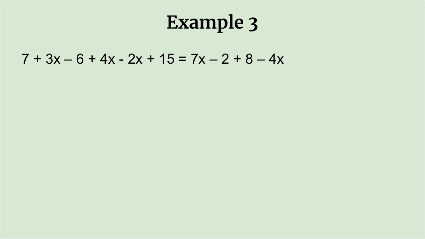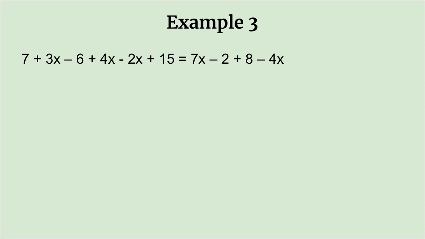So for the last couple examples, we're going to be looking at simplifying by combining like terms and then solving equations like we've been practicing. So combining like terms, remember that means that terms are separated by plus and minuses. So each of these underlines, a 7, 3x, 6, 4x, 2x, and 15, those are all terms separated by a plus or minus. So we have 1, 2, 3, 4, 5, 6 terms on the left side. On the right side, we've got 1, 2, 3, 4 terms.